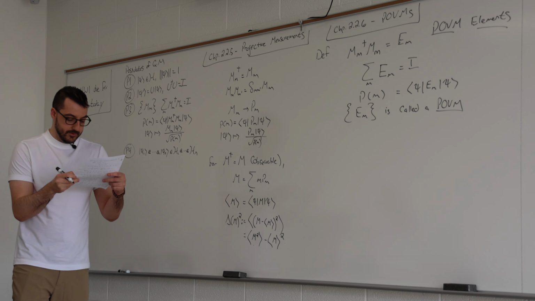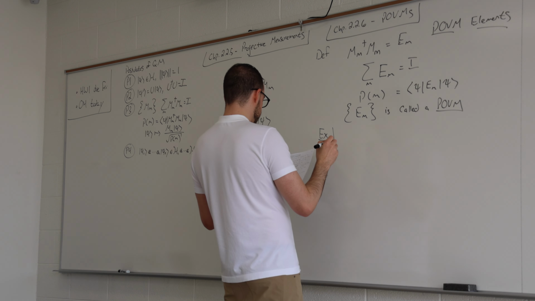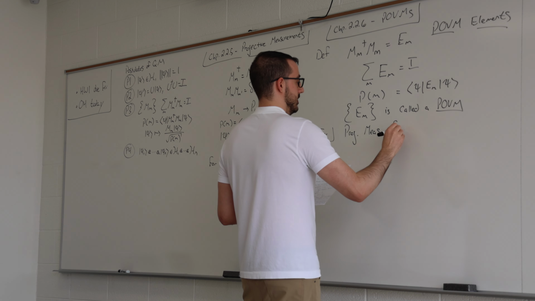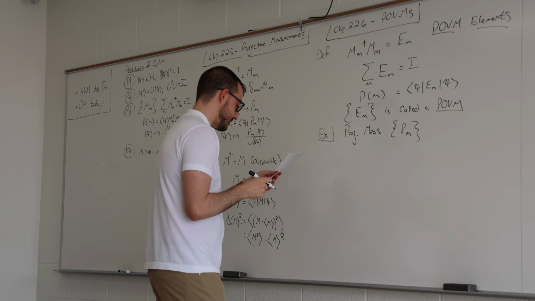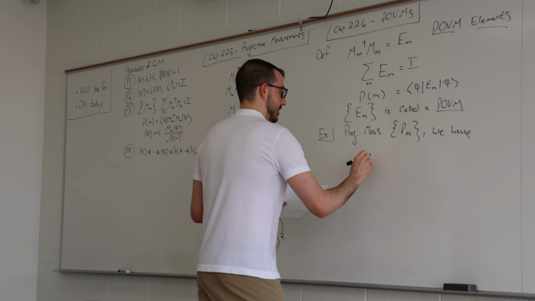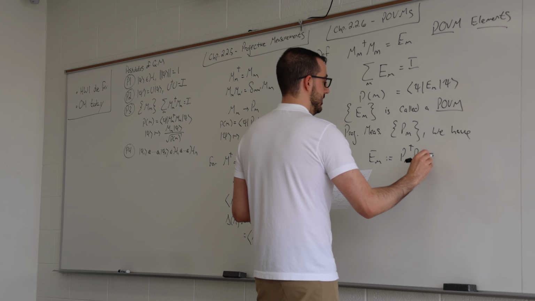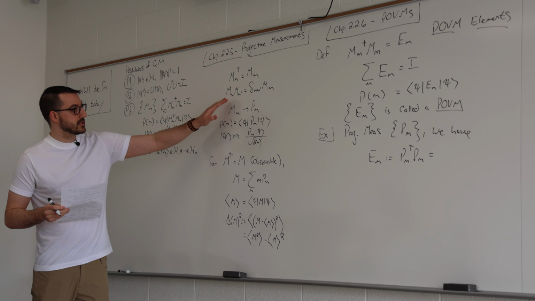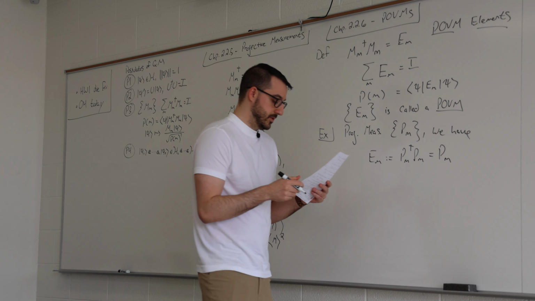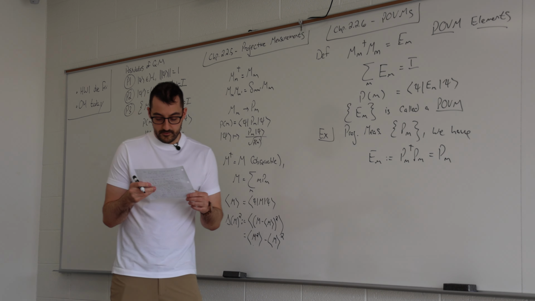Let's see an example of this. In the case of a projective measurement with measurement operators P sub m, we have E sub m, by definition, equal to P sub m dagger P sub m. And this, because of the condition for projective measurements, is actually just P sub m itself. So projective measurements are already a particular case of POVMs.